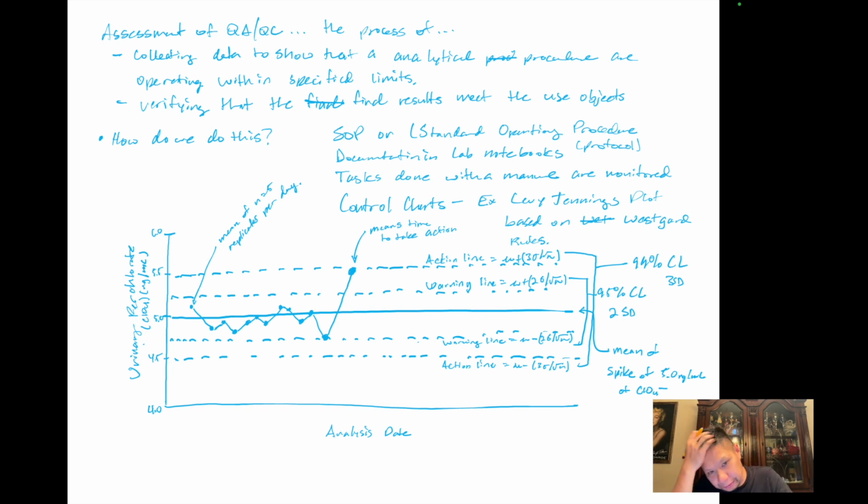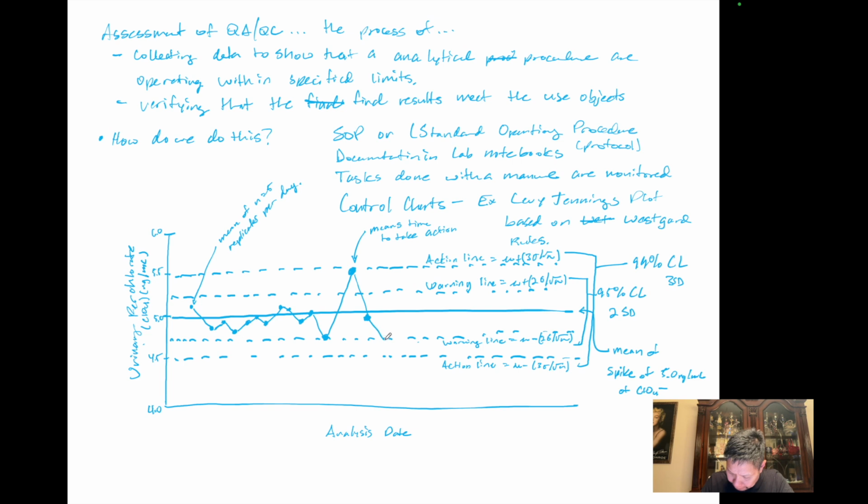And the most common thing to do when your instrument goes way out of limits like that is to recalibrate the instrument. And look at that. After recalibration of the instrument, you're back down to close to the expected mean of the spike, of 5.0. And that's good. And then you hover around there for a while.